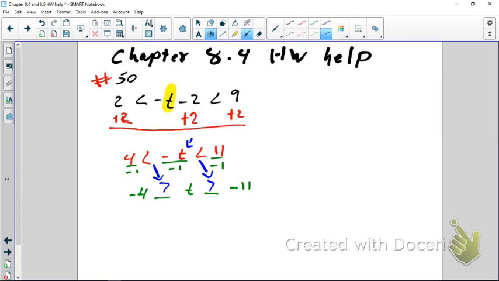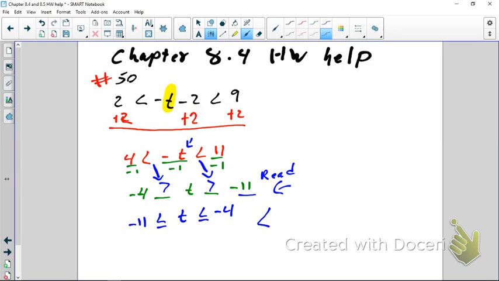And then that means that you're going to have to rewrite this with the least number or the smallest number to the left, and then the bigger number to the right. So I'm going to rewrite this to be negative 11. I'm going to read this in that direction. So negative 11 is less than or equal to t, and t is less than or equal to negative 4.